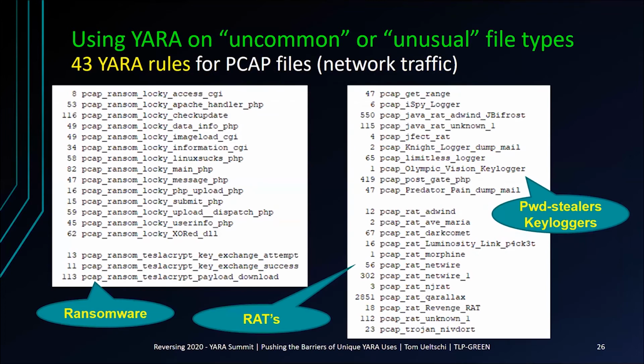Here's an overview of the YARA rules for PCAPs with the number of samples matching in front. To the left are rules for ransomware families, mostly Locky, and on the right, a number of password stealers and keyloggers, and some RAT families. And we've already heard ransomware still being around from the previous talks.